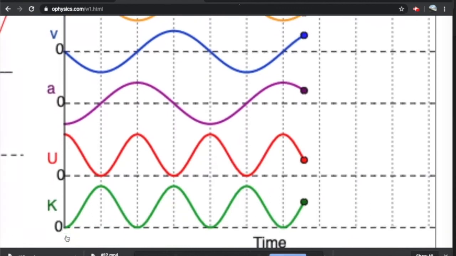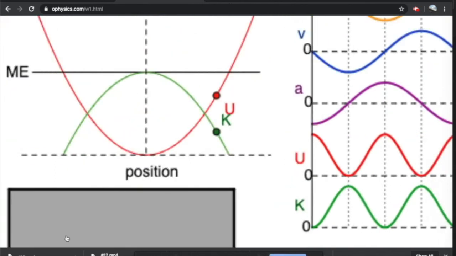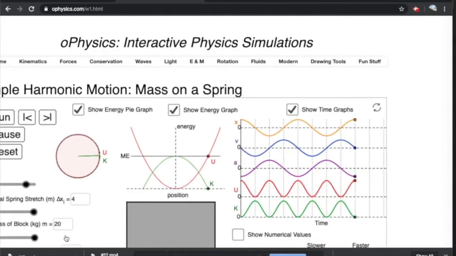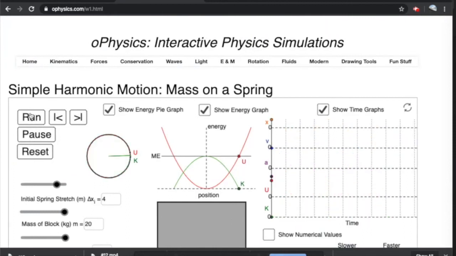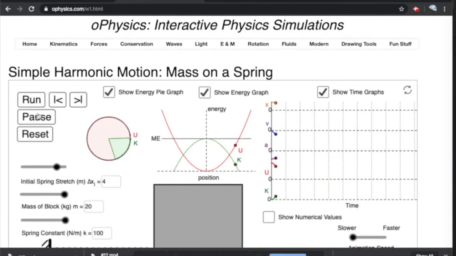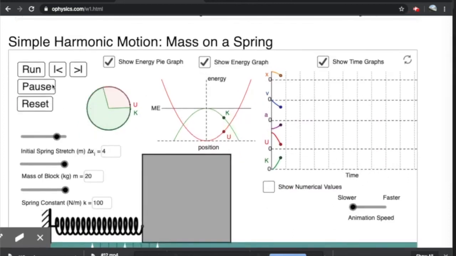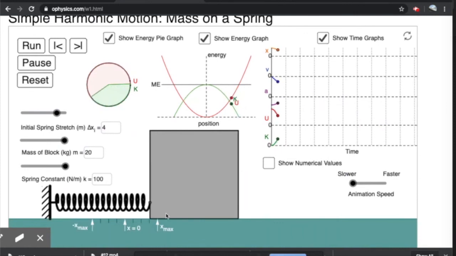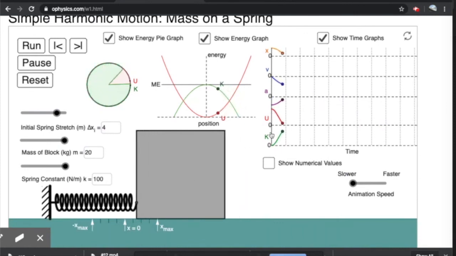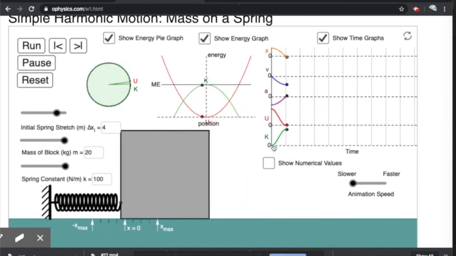What I like about this one is it also shows you what happens to the elastic potential energy and the kinetic energy, and I'm going to reset this just so we can watch those things evolve in real time. So as you can see, the object is starting at its maximum amplitude. Let me just reset that one more time. It's starting at its maximum amplitude down here. And so, of course, the potential energy starts at its maximum and the kinetic energy starts at its minimum.